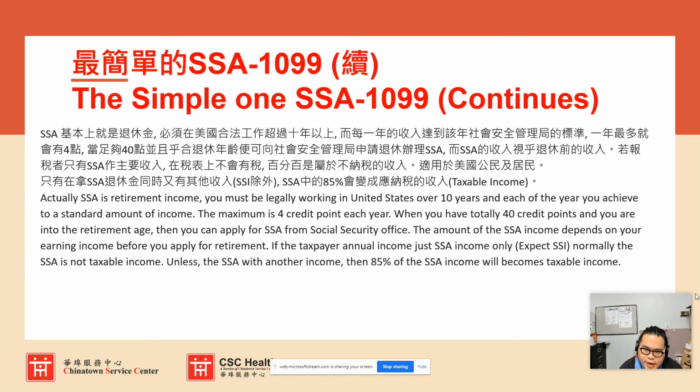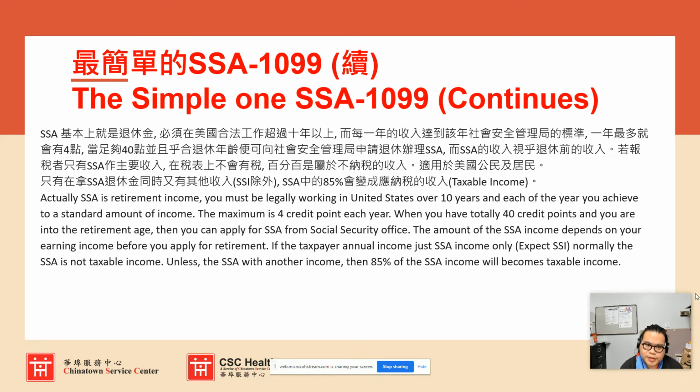And SSA in the tax form is Social Security benefits. This part is separated into two parts: one is part A, the second is part B. Part A shows how much amount you get, and part B shows how much of this kind of income becomes taxable income.